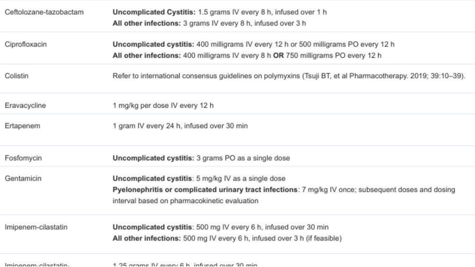Finally, meropenem has a dose of 1 gram IV every 8 hours for uncomplicated cystitis, infused over 30 minutes. For more severe infections, the dose increases to 2 grams IV every 8 hours, and infusing over 3 hours can be beneficial if feasible. Overall, these dosing strategies highlight the importance of tailoring antibiotic therapy to the type of infection and patient-specific factors, ensuring efficacy while minimizing resistance and toxicity.